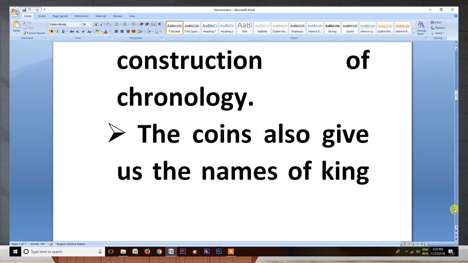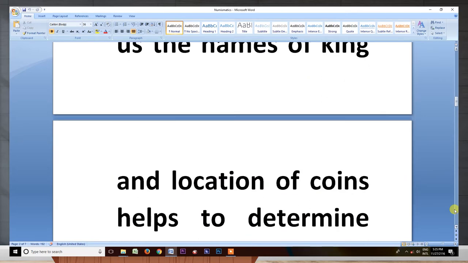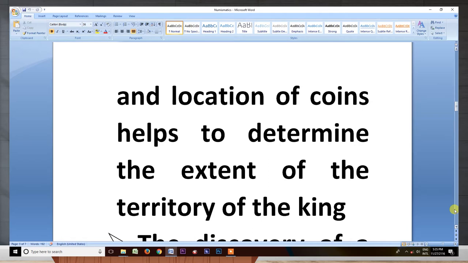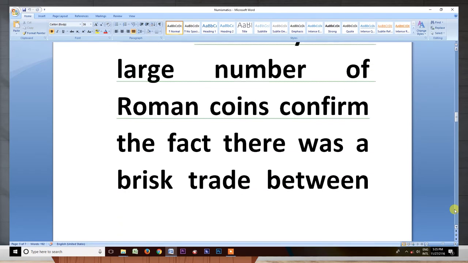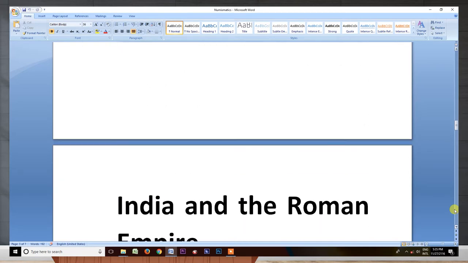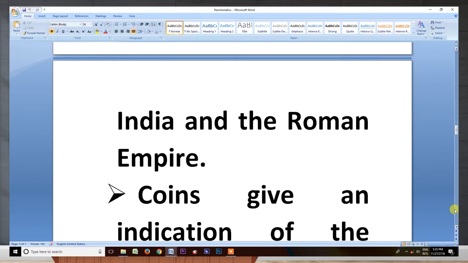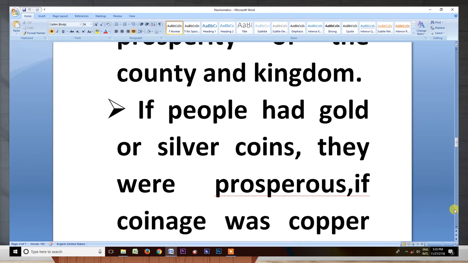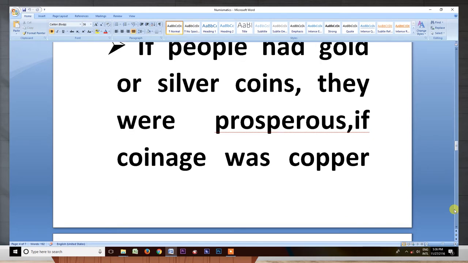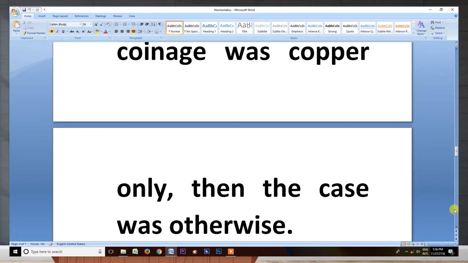Coins also give us the names of kings, and the location of coins helps to determine the extent of the territory of a king. The discovery of a large number of Roman coins confirms the fact that there was an active trade between India and the Roman Empire. All of us know that coins give an indication of the prosperity of the country and the kingdom. If people had gold or silver, they were prosperous. If coinage was copper only, then the case was otherwise.